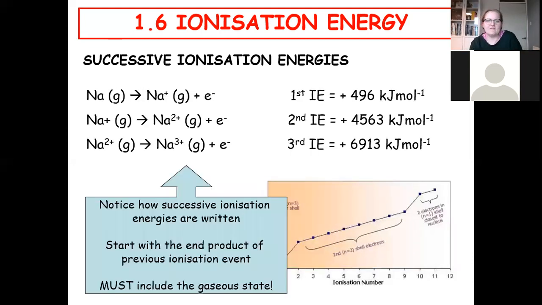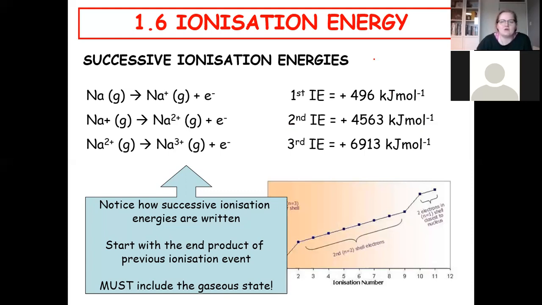So this is how we would write successive ionization energies. This is very similar to what I was showing you the other day on how to write ionization energies. We have sodium into Na+ and an electron. That would be our first ionization energy. Our second ionization energy, we have Na+ into Na2+ and an electron. And then the third ionization energy, Na2+ into Na3+ and an electron.